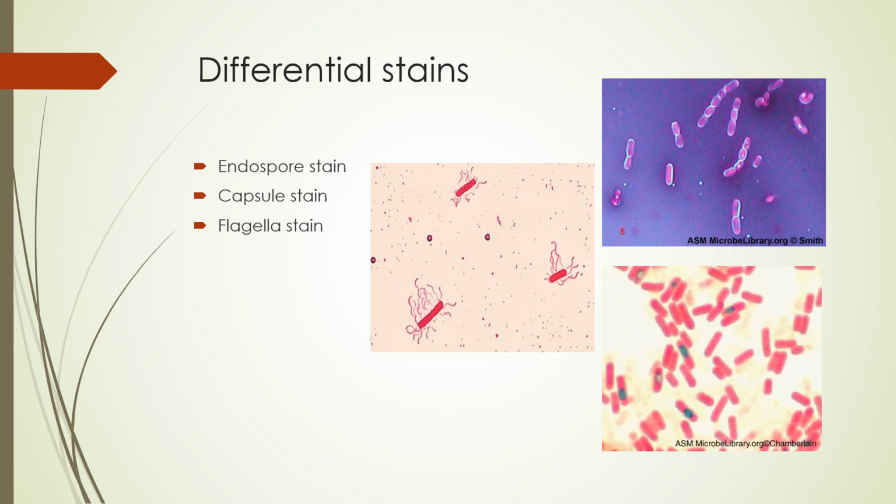And then finally, on the bottom right, we have a spore stain where the spore is green inside of a vegetative cell. Some organisms, such as Clostridium and Bacillus, are going to stain with malachite green, and then the red stain is acid fuchsin.